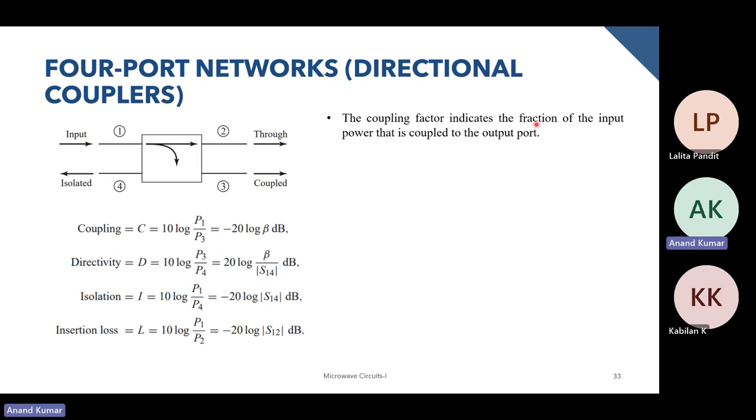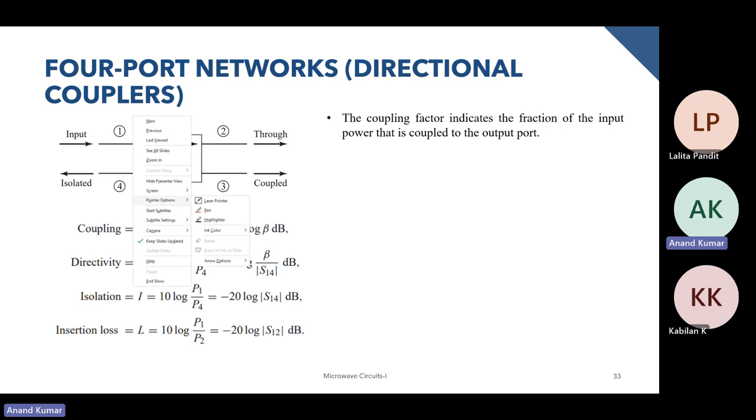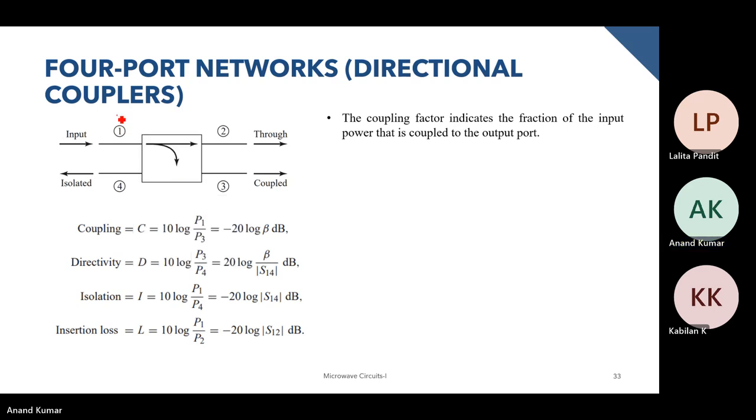The coupling factor indicates the fraction of the input power that is coupled to the output port. So we are sending some signal at the input port, and we are receiving some coupled output at port 3. So P1 power is sent over here and P3 power is received over here. Whatever power is coupled over here is given by the coupling coefficient.